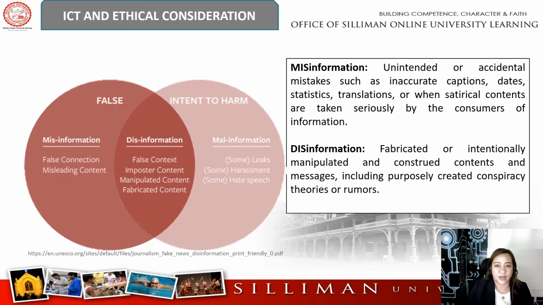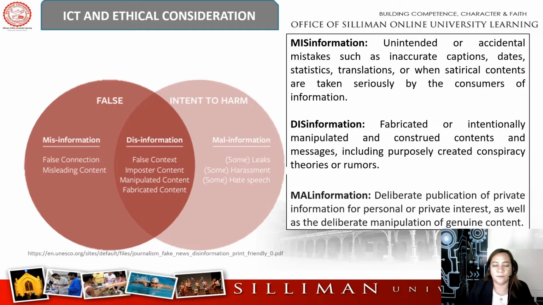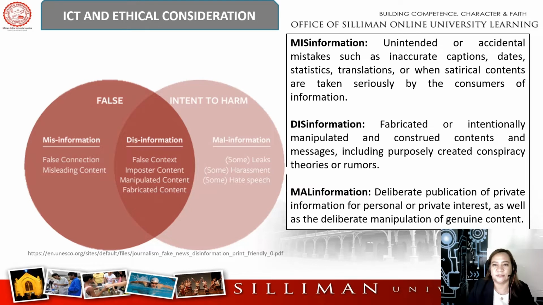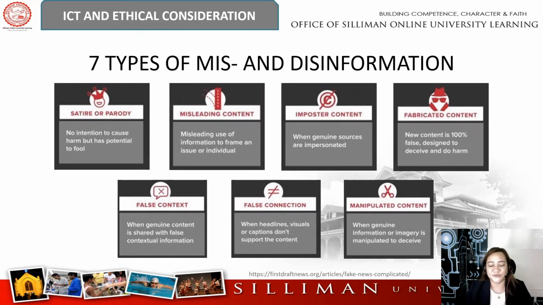Disinformation, on the other hand, is fabricated information. This false information is deliberately and maliciously created to harm. Then malinformation. It has all the intention to harm. Take note that this is not false information, but instead real information based on reality, but used and disseminated to harm others. So now let's try to investigate the 7 types of mis and disinformation.